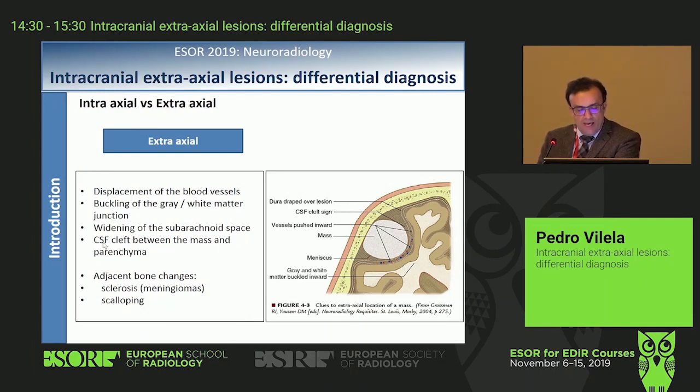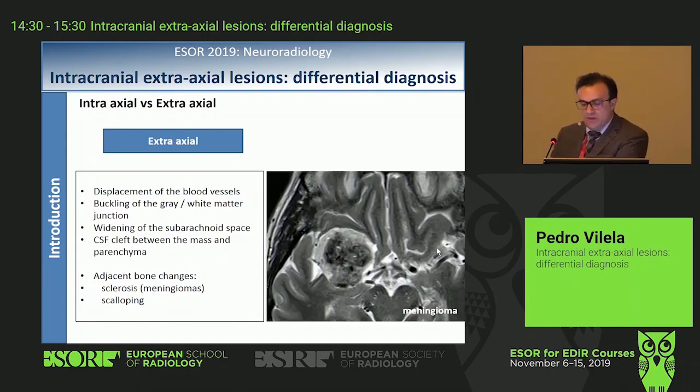And we may also have adjacent changes in the bone, typically for meningiomas the hyperostosis, and for other lesions we may have some scalloping, meaning remodeling of the bone. The gray and white matter junction will be preserved, and there will obviously be a compression and a deviation, but of both cortex and subcortical white matter.